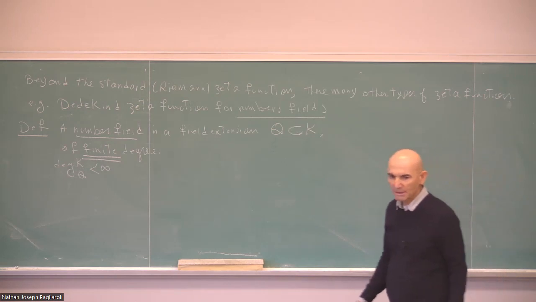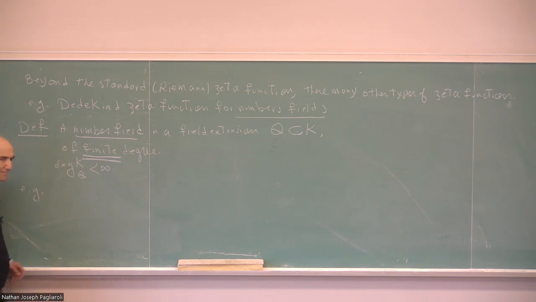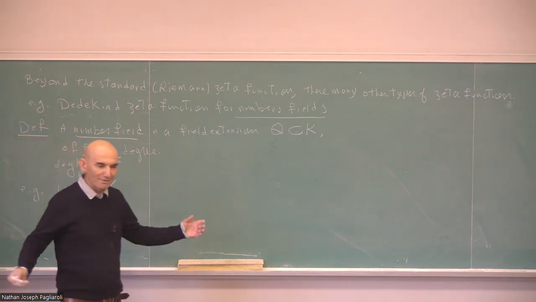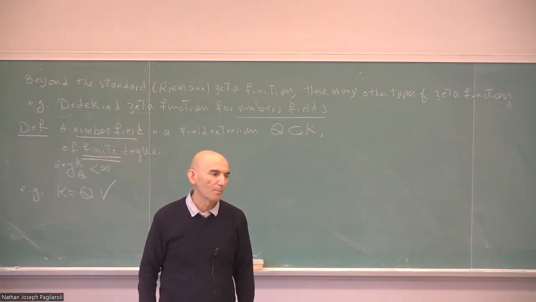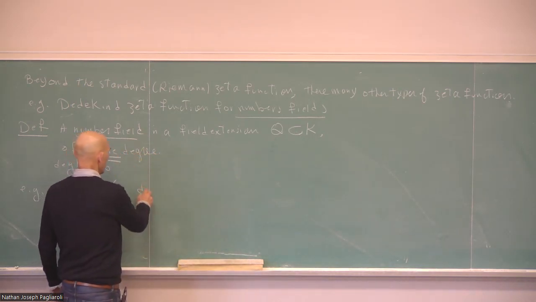So, what are some examples? What is the simplest possible example? Q, yes. K equal to Q, exactly. Let's not forget the simplest examples. K equal to Q, they're always there. Good. So the degree is 1 in this case.